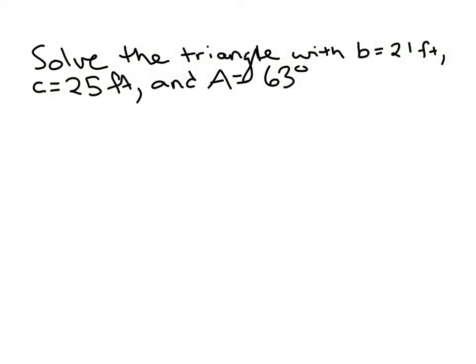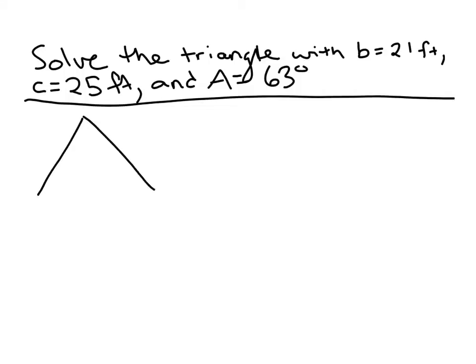In this example, you're asked to find all the missing parts of a triangle where side B is 21 feet, side C measures 25 feet, and angle A is 63 degrees. So the first thing to do would be to draw a picture. And so I'll just draw a pretty generic triangle here.